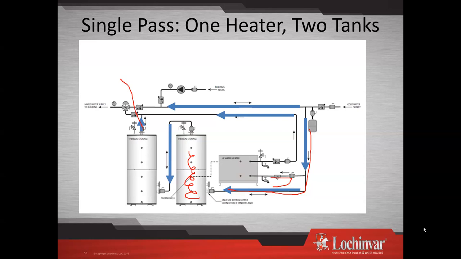The benefit of piping in series like this is, just like I mentioned before, that greater temperature difference. As we're drawing down, we're getting that coldest water, versus if we had multi-pass, and as we approach our set point, at maybe 120 or 130 degrees in these tanks in parallel, that water is going to be significantly warmer, dropping our efficiency.